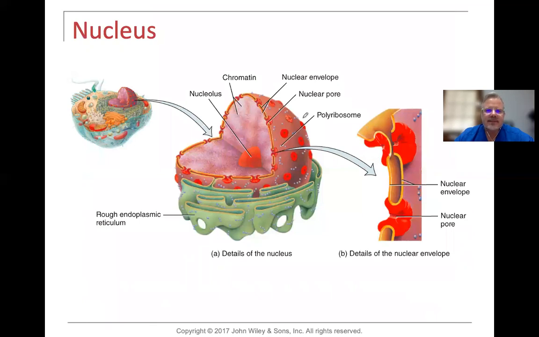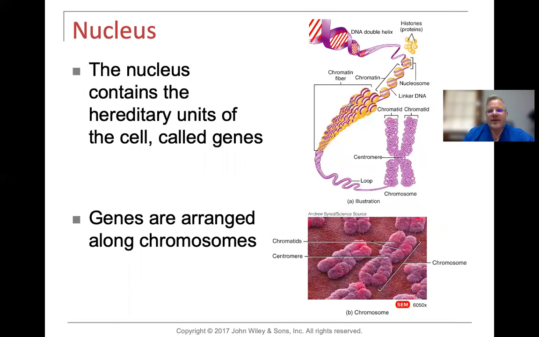Here's the nucleus, right? This is the nucleus. We see that there is a nucleolus deep within, and around the nucleus is the nuclear envelope with the nuclear pores. What comes out of the nuclear pores are those ribosomes. Okay. The nucleus contains the hereditary unit. We call them genes, and the genes are arranged in chromosomes. They look like this.